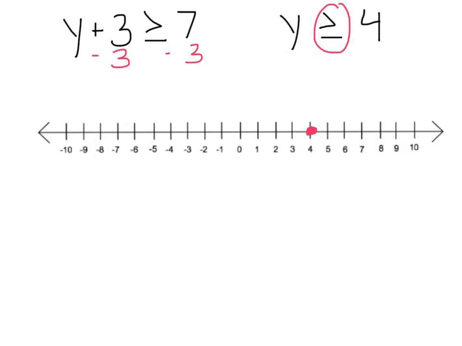Now y is greater than or equal to 4. So we're going to put our arrow towards the positive numbers in this direction to show that it's greater than 4. So y can be 4 or any of these numbers in between, and goes on forever in this direction.